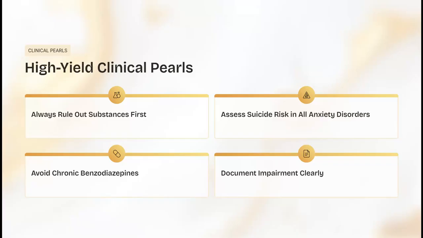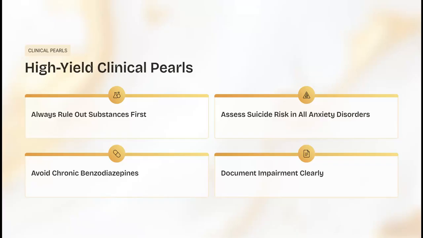Assess suicide risk every time. Anxiety disorders, especially when paired with depression or substance use, carry real suicide risk. Make risk assessment part of every visit, not just your initial evaluation. Avoid long-term benzos, because chronic benzo use leads to avoidance behaviors, dependence, cognitive dulling, and falls. SSRIs and evidence-based psychotherapy are the gold standard for long-term management.